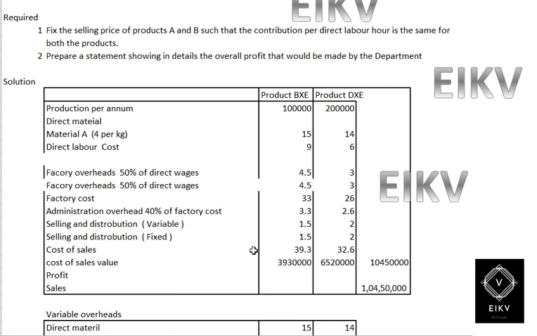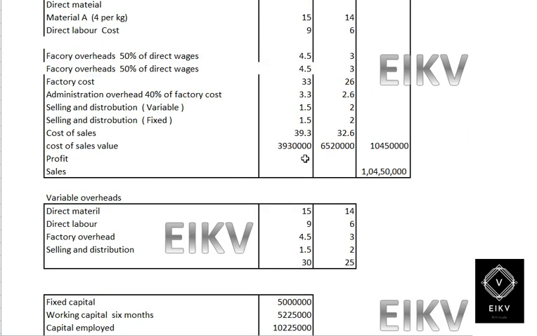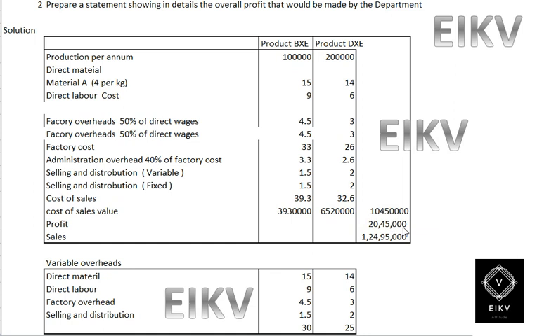Multiplied by total units will give you the cost of sales. It is 39.3 multiplied by 1 lakh, 32.6 multiplied by 2 lakh. We'll get the cost of sales as 39 lakh 30,000 and 65 lakh 20,000, which will give you a total of 1 crore and 4 lakh 50,000. The profit will be 20 lakh 45,000 and the sale price will be 1 crore 25 lakh 95,000. So the profit of rupees 20 lakh 45,000 is explained in later stages.